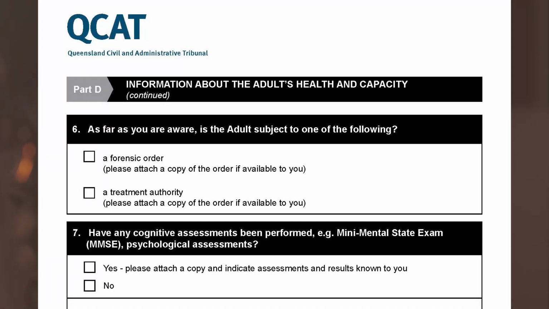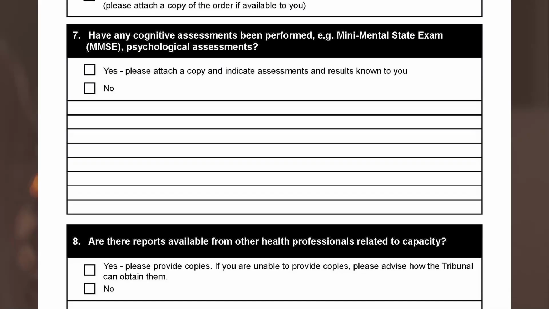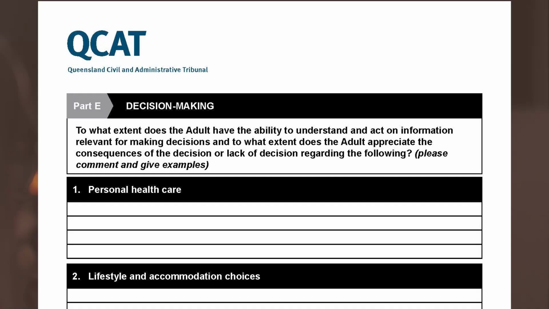Part D is just getting any sort of external mental health information in terms of any other orders that the person may be subject to, and also any other cognitive assessments. And we've already referred to the mini mental state or any other assessments or reports. You can attach those, and in particular reports in relation to capacity as well.